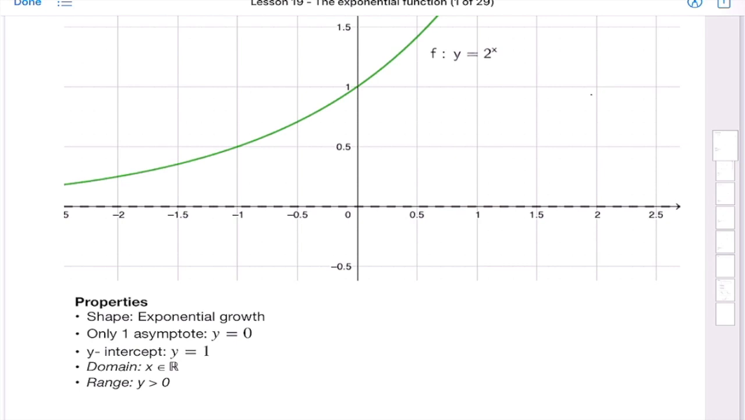The y-intercept can be found by putting x equal to 0, so the y-intercept is at y equal to 1. Then the domain will be all the values of x, which are real numbers. But for the range, the only y values that will work here are the y values that are greater than 0.